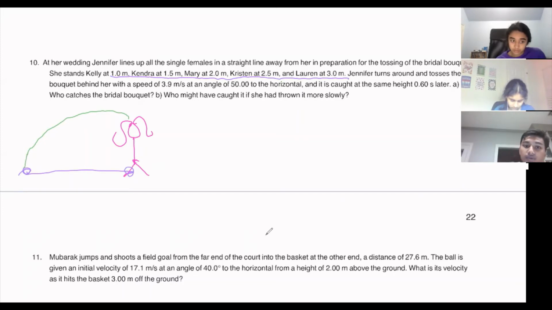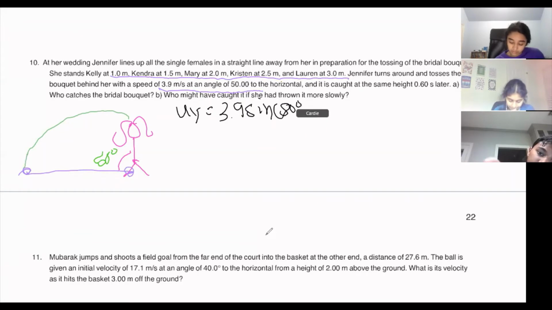Since she threw it with 3.9 meters per second at an angle of 50 degrees to the horizontal, I'm going to assume that here, Jennifer is about 50 degrees. Also, this is not drawn to scale. I know it kind of looks like a 90-degree angle, but it's not. So I'm going to lay out my components, and I would get that Uy equals 3.9 sine 50 degrees. Does that make sense? Because that would be the vertical component, and then Ux is 3.9 times cosine of 50 degrees, right?